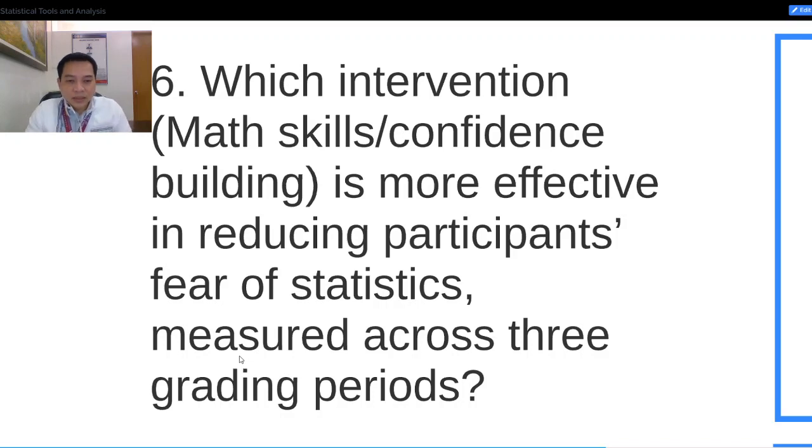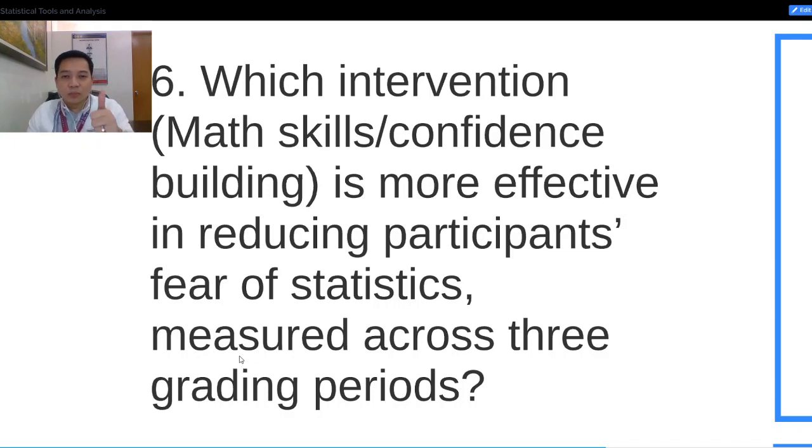Another question here is, which intervention, whether the math skills group or the confidence building group, is more effective in reducing participants' fear of statistics, measured across three grading periods? Let's do the routine again. First, is this a test of difference or a test of relationship? If you see there, you're looking at more effective, so you're comparing certain factors, which means this is a test of difference, even though there's no blatant word saying it. So by principle, you're comparing groups.